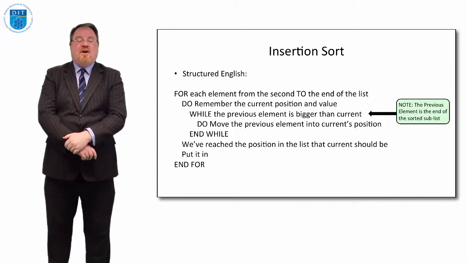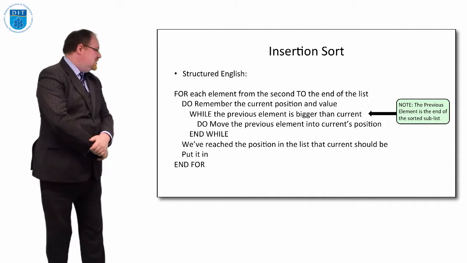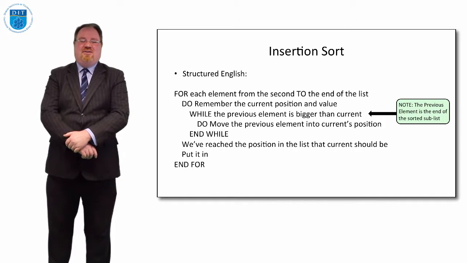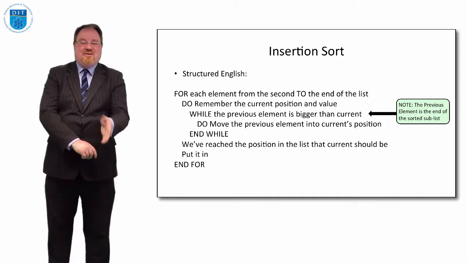So if there's 100 elements in the list, let's say the for loop is approximately 100 times and the while loop is approximately 100 times as well. So to execute this, it's 100 by 100, it's 10,000 times. Or if there's n elements in the list, it's order n squared.